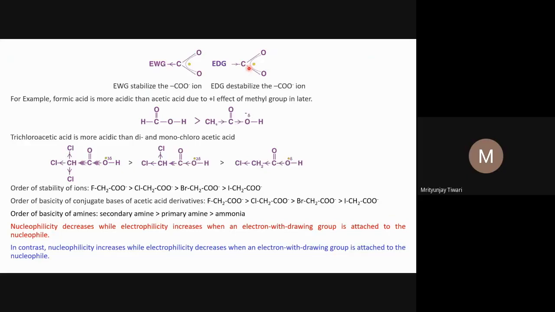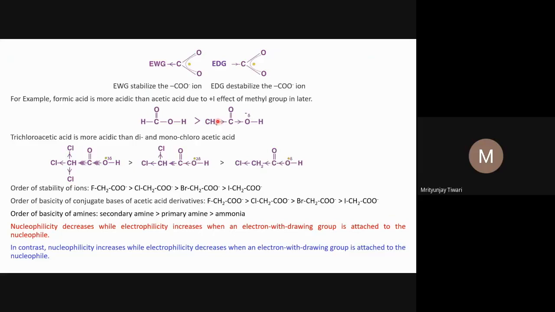Another example one can see is that formic acid is more acidic than acetic acid due to the plus I effect of the methyl group in the latter. The structure of formic acid is HCOOH, and acetic acid is CH3COOH. So the difference is that in formic acid we have hydrogen, and in acetic acid, in place of hydrogen, we have a methyl group, CH3.